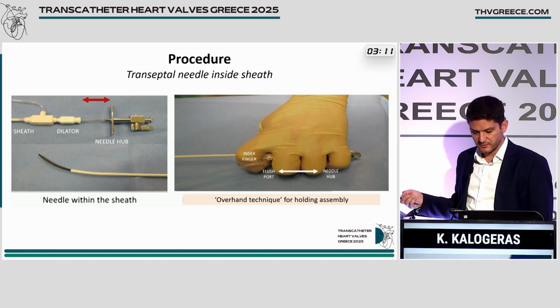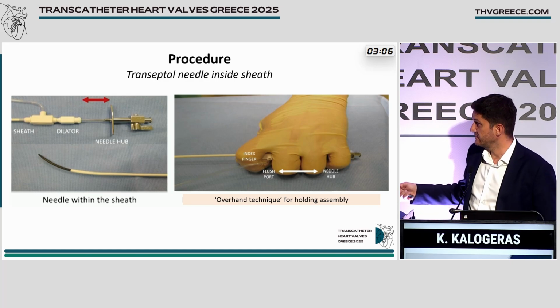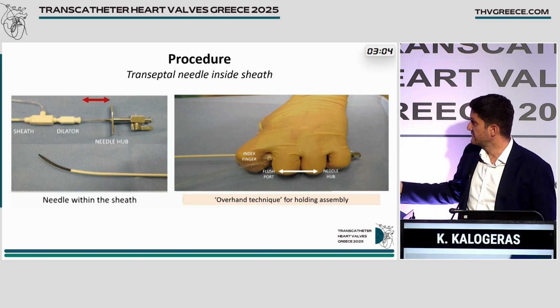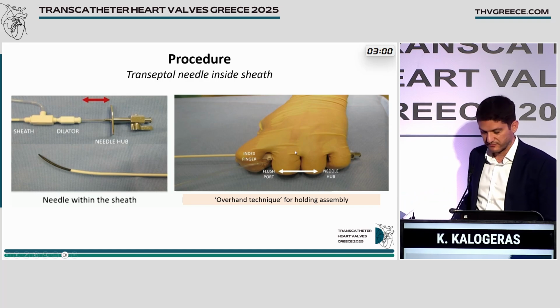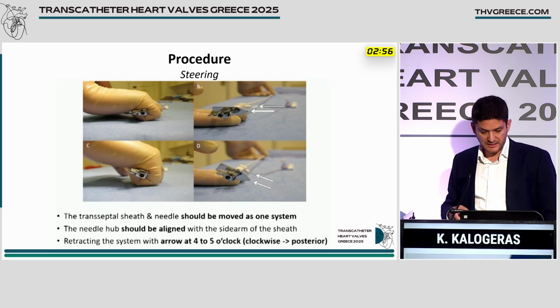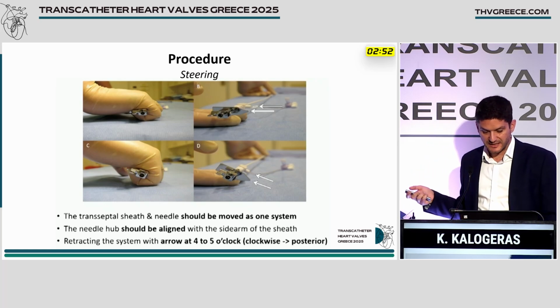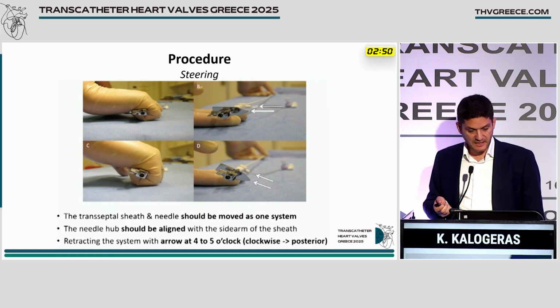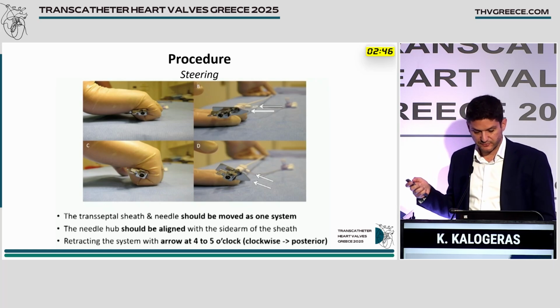This is a nice technique, the overhand technique, in order to avoid the needle coming out from the sheath. So we put 2 or 3 fingers in between the flush port and the needle hub to avoid any damage. These two should be moved as one system, and the needle hub should be aligned with the side arm of the sheath. And entering both of them, the arrow should point at 4 to 5 o'clock.